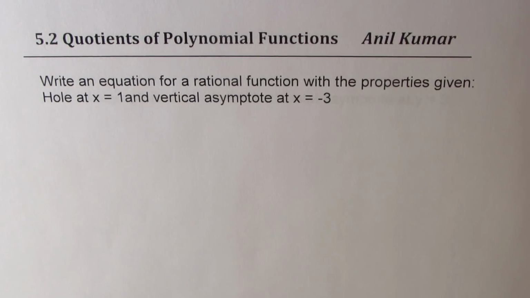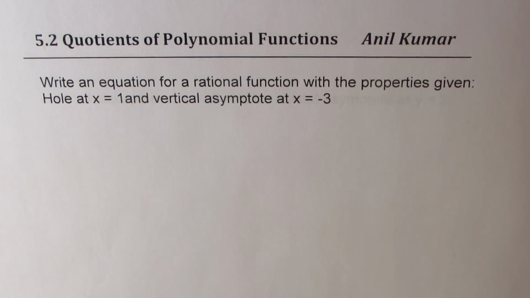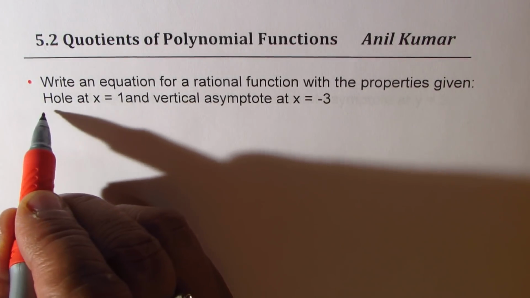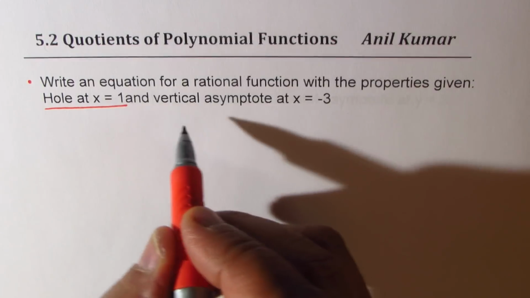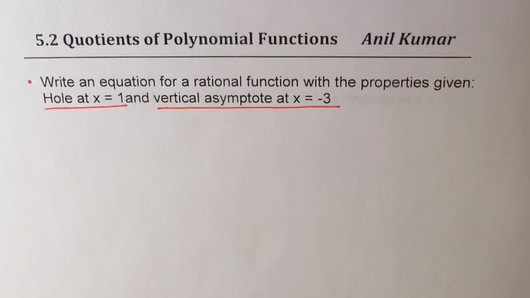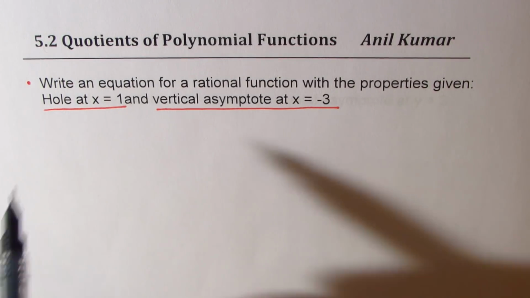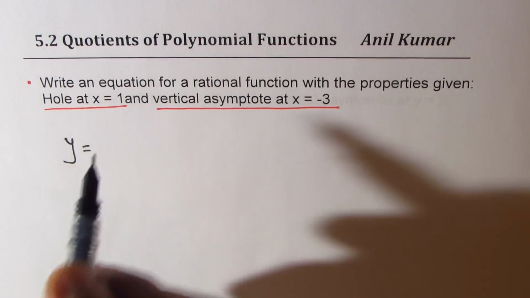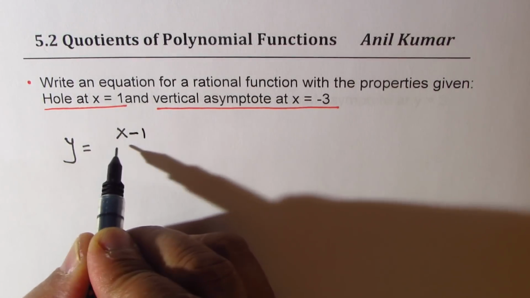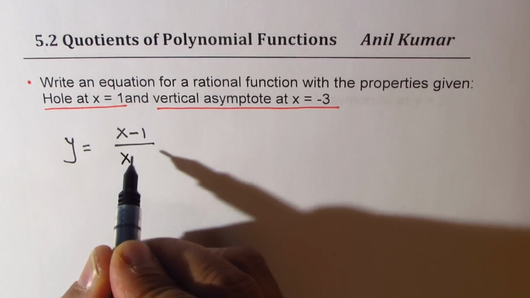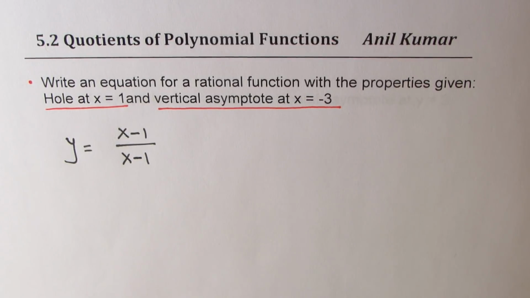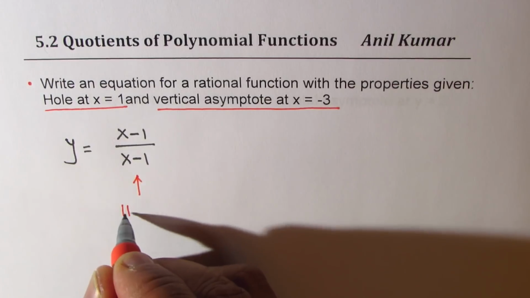Now here are solutions of these questions. The very first one: we are given two characteristics of a rational function. First, hole at x equals 1. The second one is vertical asymptote at x equals minus 3. Now the idea here is to understand both the concepts. When I say hole at x equals 1, I could write the function y equals... Hole at x equals 1 means we have a factor common in numerator and denominator. I mean, x minus 1 is common in both numerator and denominator. Only when they are common in numerator and denominator, that will give you a hole.